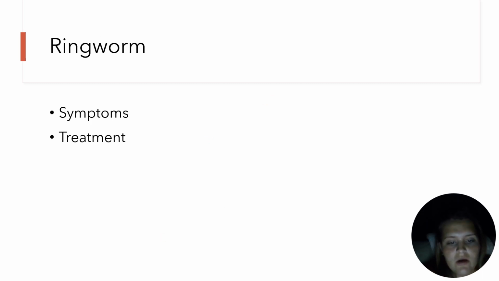Okay, so then you have ringworm. This is a fungus. It is usually easy to diagnose because it looks like a ring on your skin. It is not caused by a parasite. It is just a fungus.